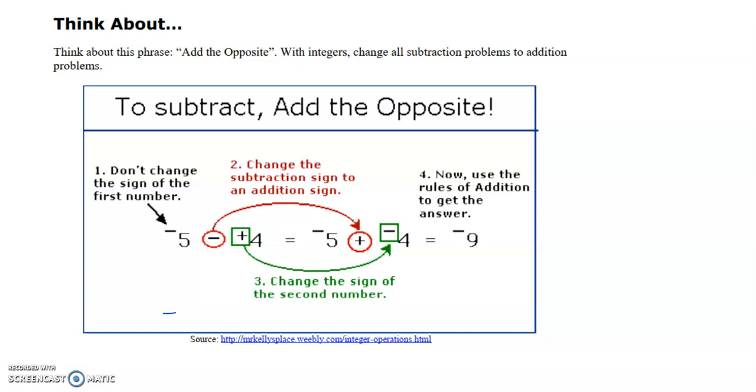So in this example, -5 minus +4, we're going to change the subtraction sign to an adding sign. And because we make that change, we need to make an additional change. So the subtraction sign becomes an adding sign, and the +4 next door becomes a -4. And then we follow our adding rules. -5 plus -4 means we add the numbers 5 plus 4, and we keep the sign since they are the same. So we end up with a -9.